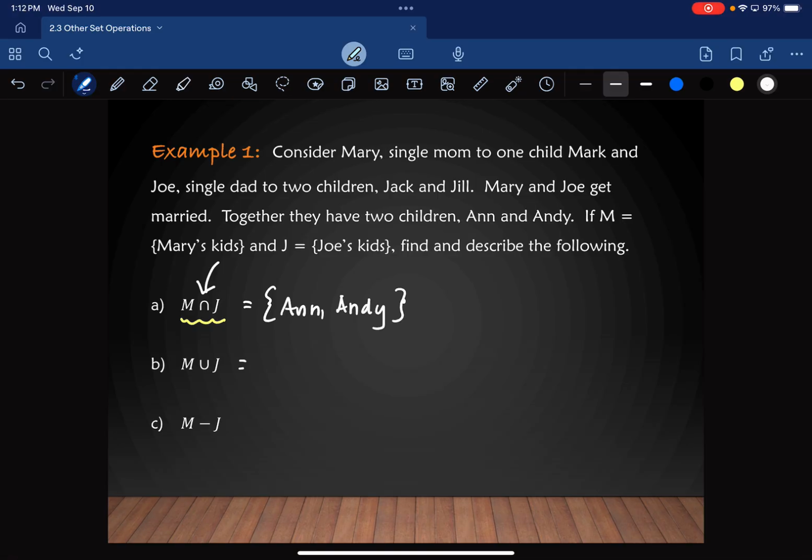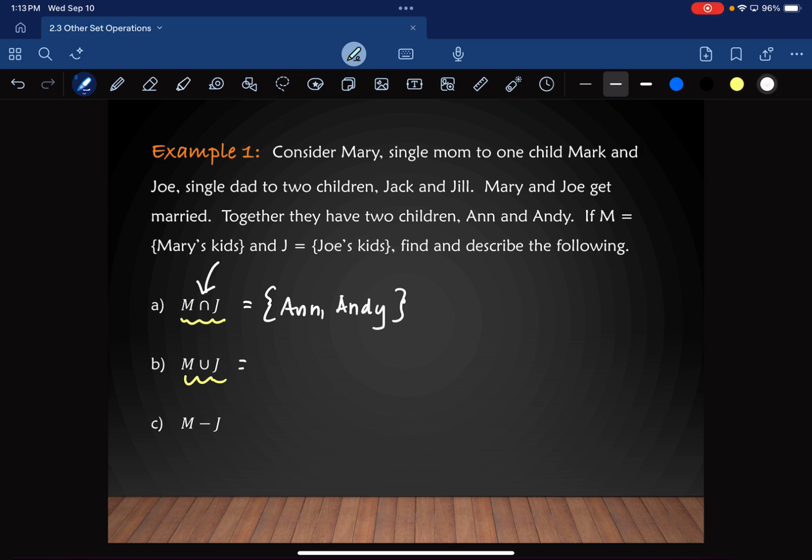Okay, so what would this symbol mean right here? What's that mean? It's a union. And what does union mean? One set or the other, or both. You get the entire gamut of all the children, right?